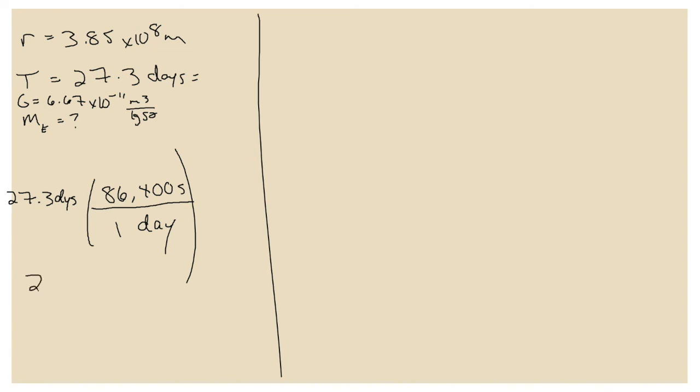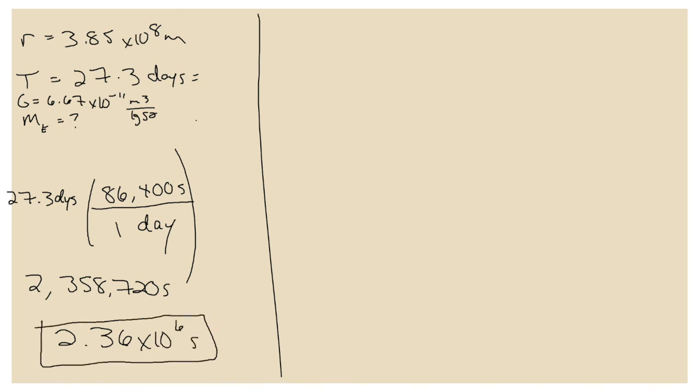And when you do that, you get 2,358,720 seconds. Or, because all the other numbers are given to 3 sig figs, and if we want to do this unit conversion, we want to preserve the number of sig figs, we'll say that's equal to 2.36 times 10 to the 6 seconds. So I'll squeeze that in here, 2.36 times 10 to the 6 seconds. And now we're ready to go.